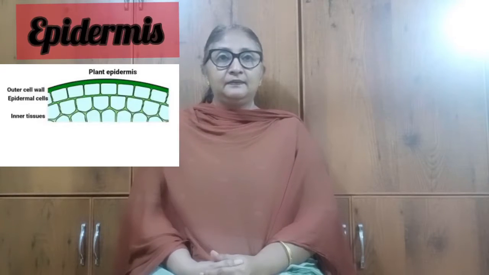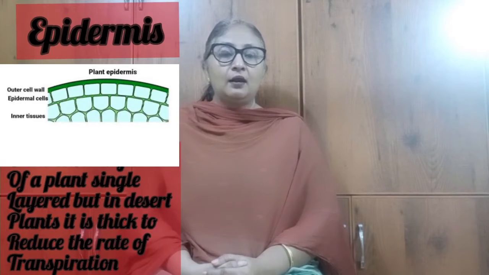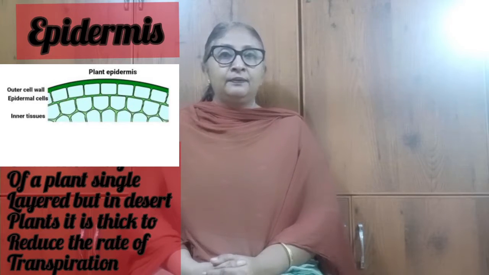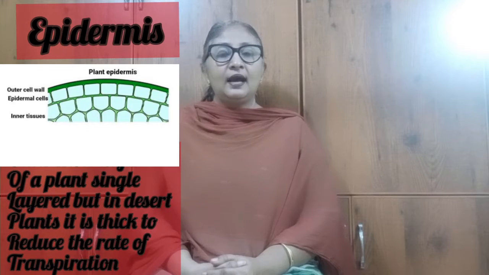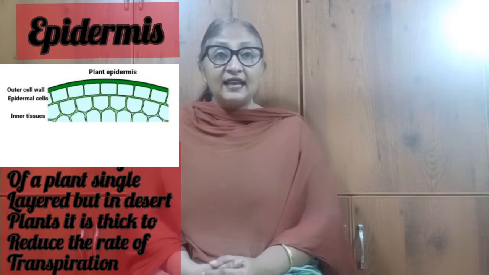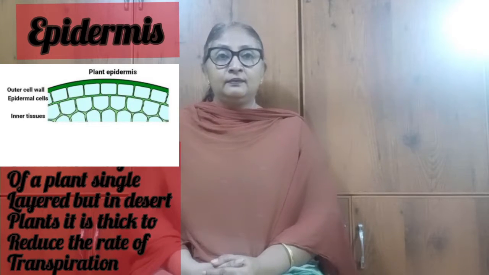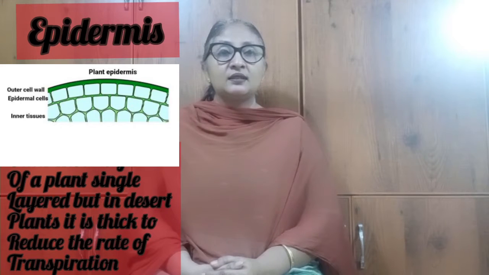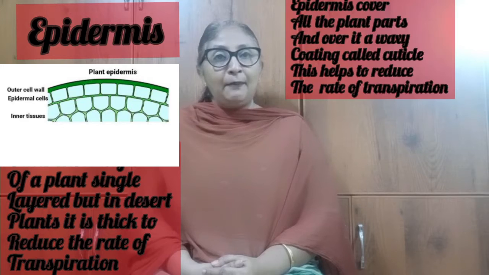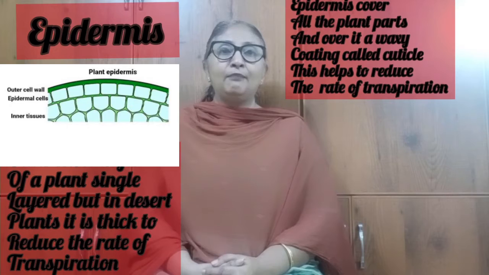We begin with Epidermis. Epidermis is the outermost layer of a plant. It is usually a single layer of cells, but in desert plants it might be thicker. This is to reduce the rate of transpiration. Epidermis covers all of the plant parts.